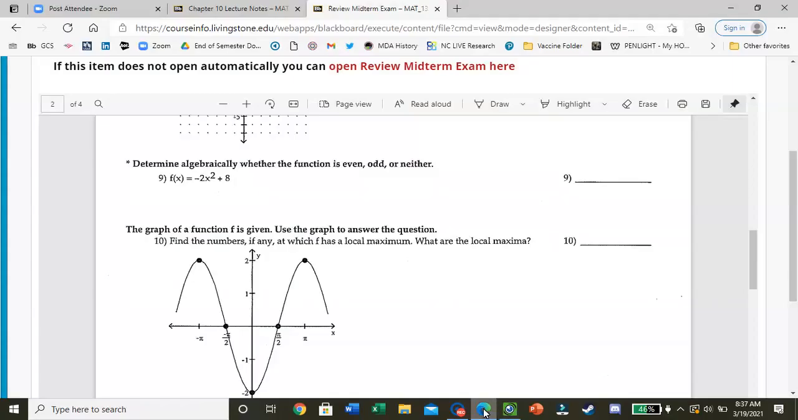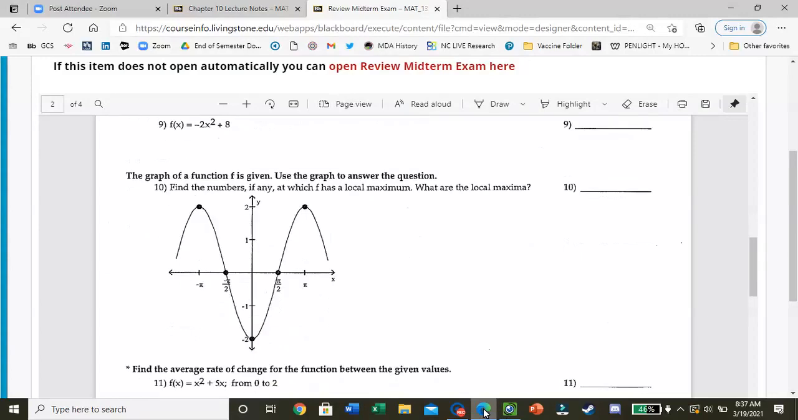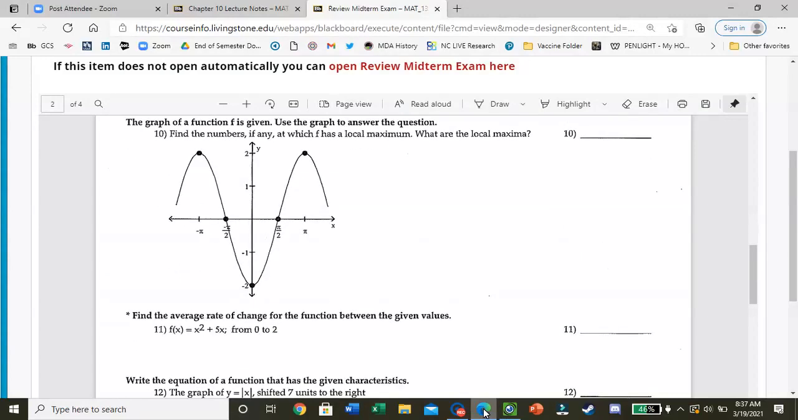Okay. So problem 10. The graph of a function f is given. Use the graph to answer a question. Find the number, if any, at which f has a local maximum. And what are the local maxima? Maxima is plural for maximum. So if we have more than one maximum, then it's a maxima.